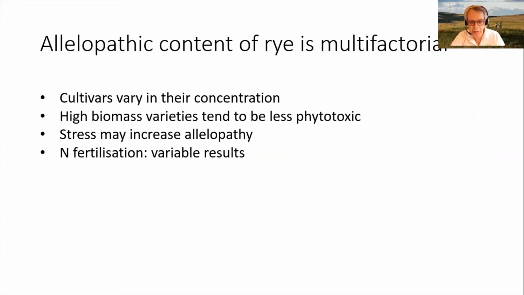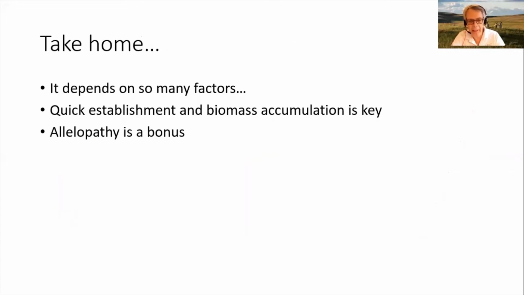So nitrogen fertilization can impact the amount of BX in rye. Stress may increase allelopathy but reduce growth. And then you get varieties with high biomass, but they're less phytotoxic to the weed. So it's kind of complicated. So to cover very briefly what I said, I think the next slide will be my take home. It depends. The effect of cover crops on weeds depends on very many factors. The key thing is to establish quickly and have good biomass accumulation. And then if you have allelopathy, it's a bonus. On this, I'll give the floor to Mike.